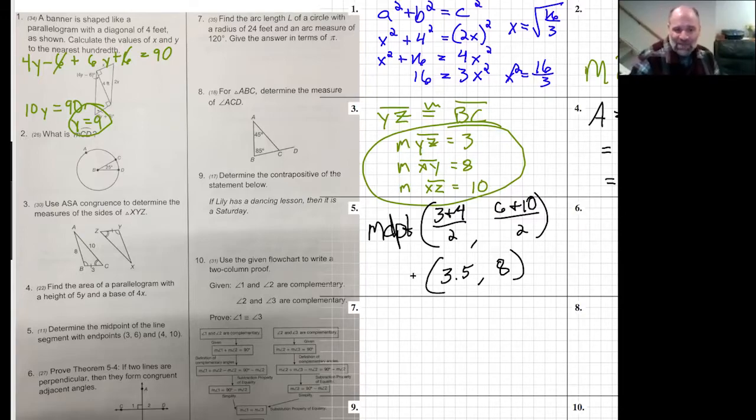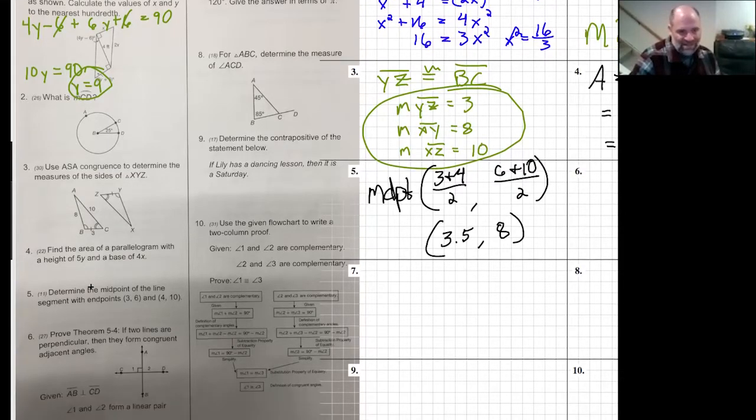If you were to graph these, you could probably see on the graph where the midpoint is. So if you want to do that just to be safe, you can do that. But it's just halfway between the x's, halfway between the y's. Halfway between 3 and 4 is 3.5. Halfway between 6 and 10 is 8. All right, number 6.